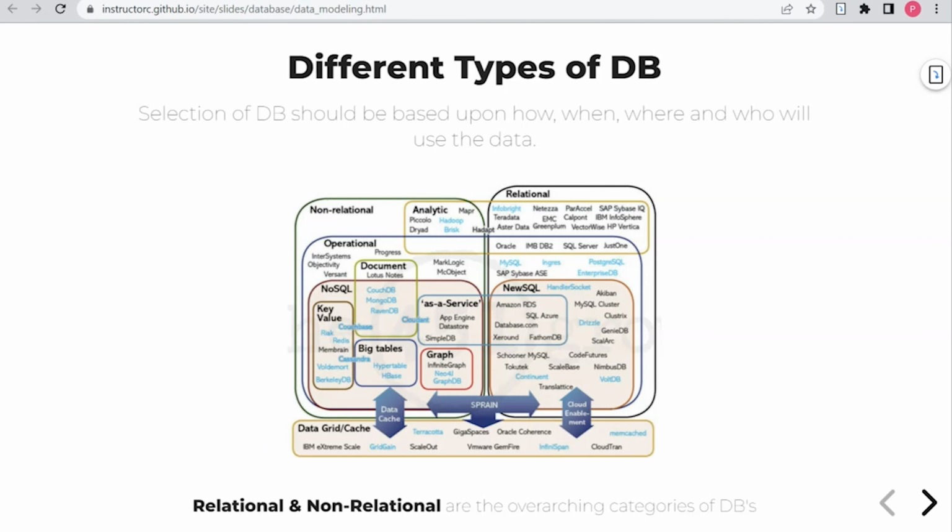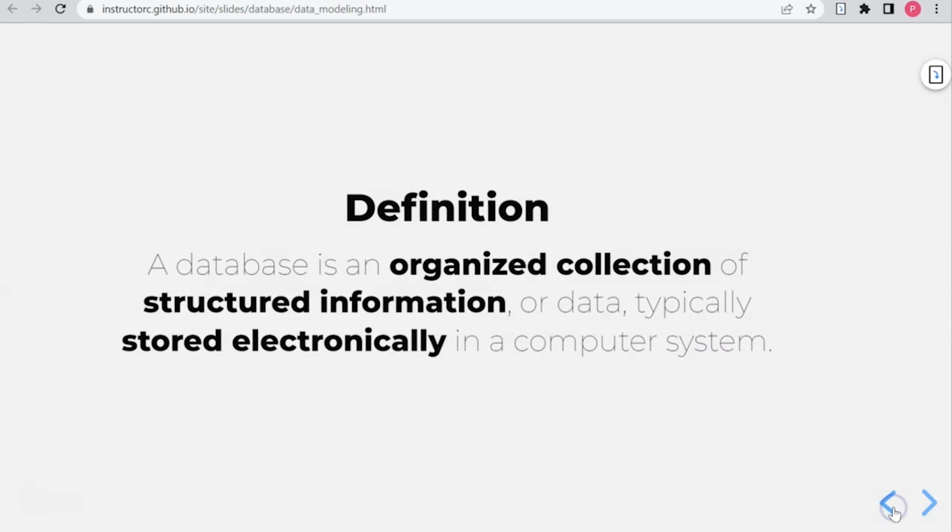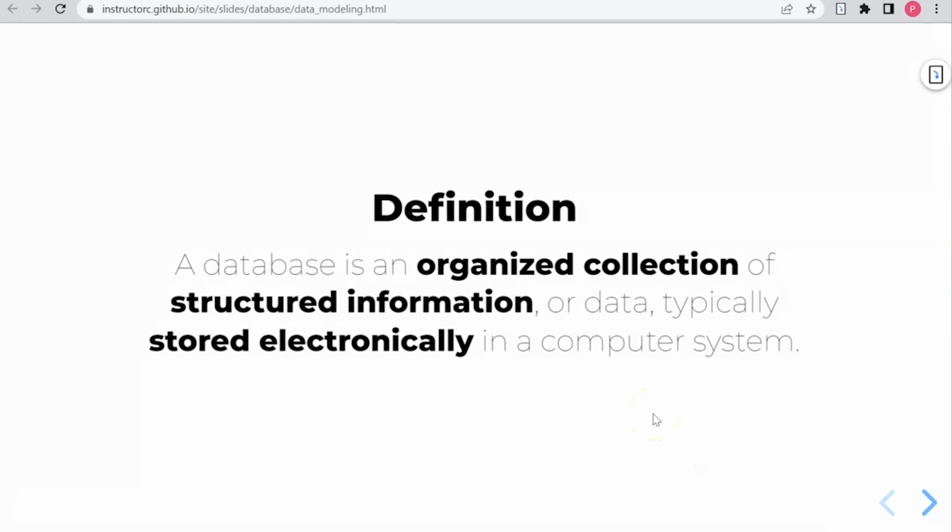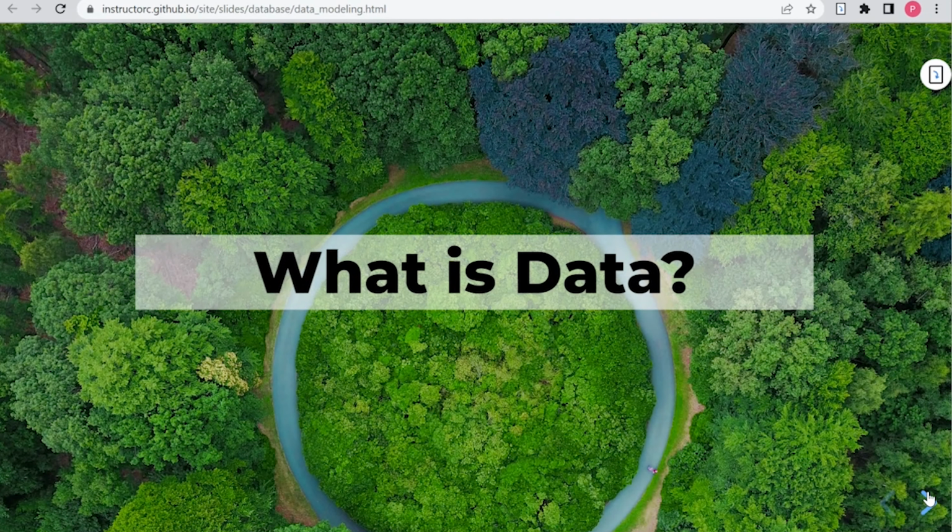All right, so just to recap what a database is, if we go back to our working definition: an organized collection of structured information that's stored electronically. And so in our next video, we're going to dive in and talk about what data is and how we transform raw data to information, to knowledge, to intelligence.